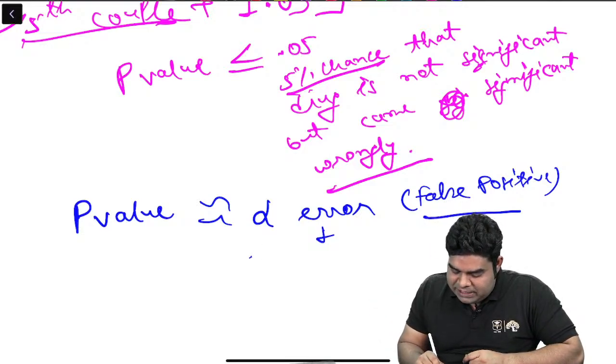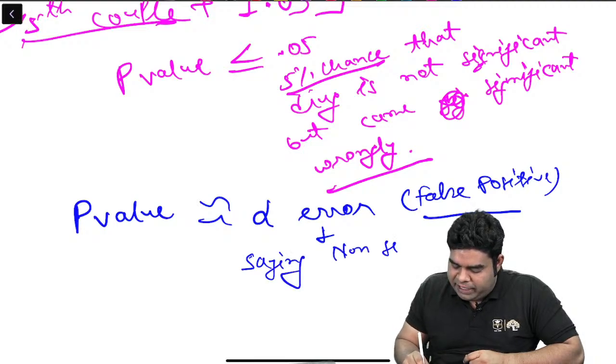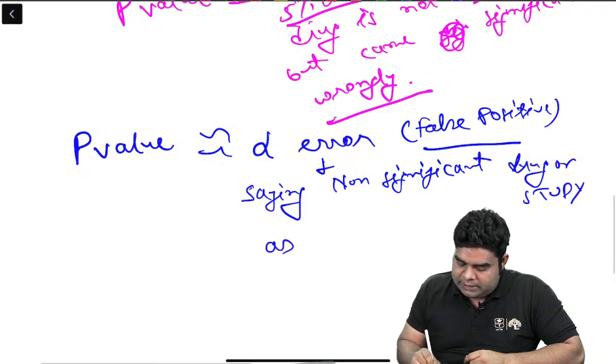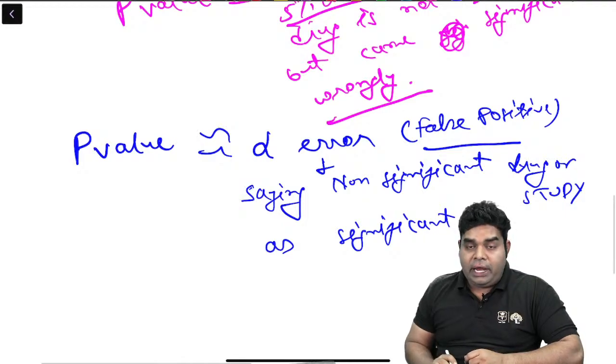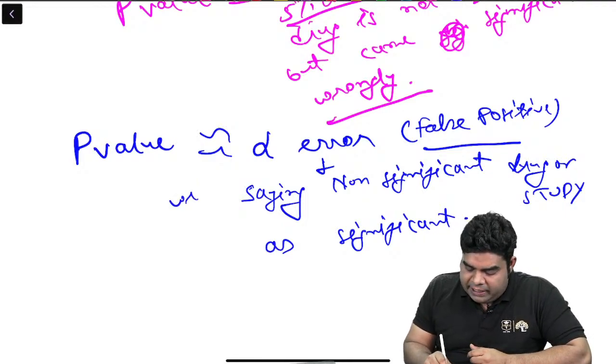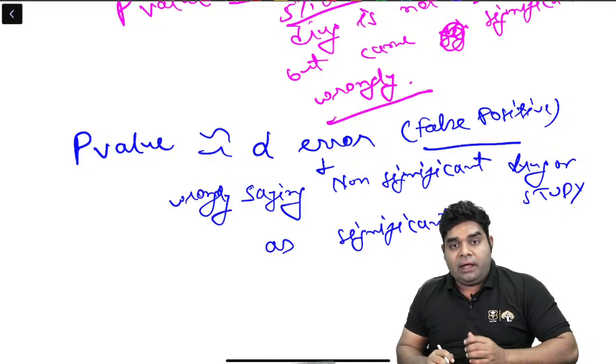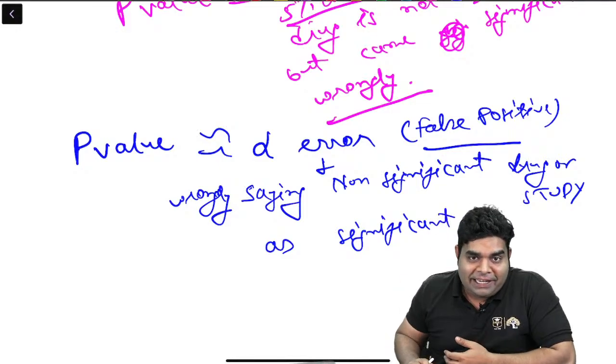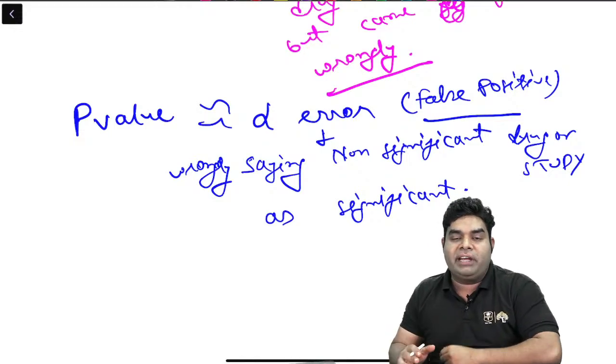Alpha error means saying a non-significant drug or study as significant. So they are wrongly saying it, and you are wrongly giving me a positive report for pregnancy, and you are wrongly saying non-significant as significant.